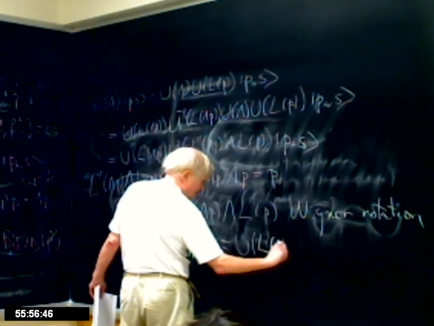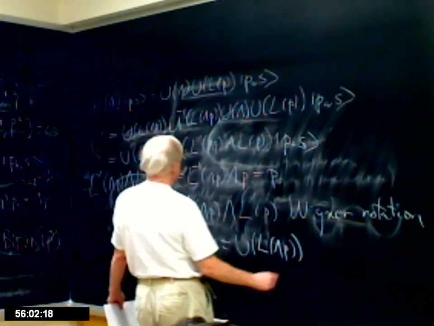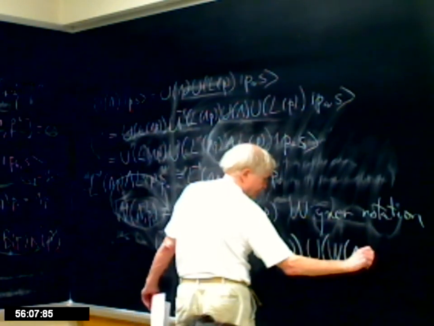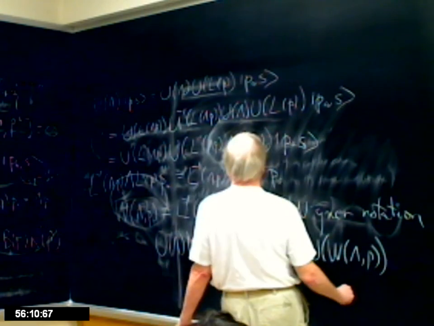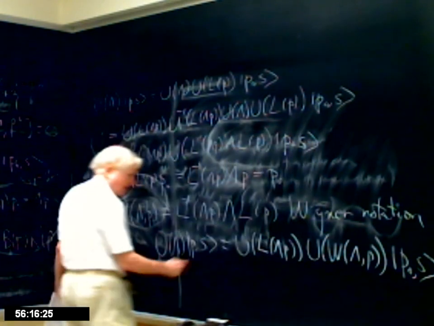All right, so. Okay. So we're at the following stage then. U of lambda on P and S is U of the standard Lorentz transformation from P0 to lambda P times U of W of lambda P times P0 S. So that's where we are at this point.